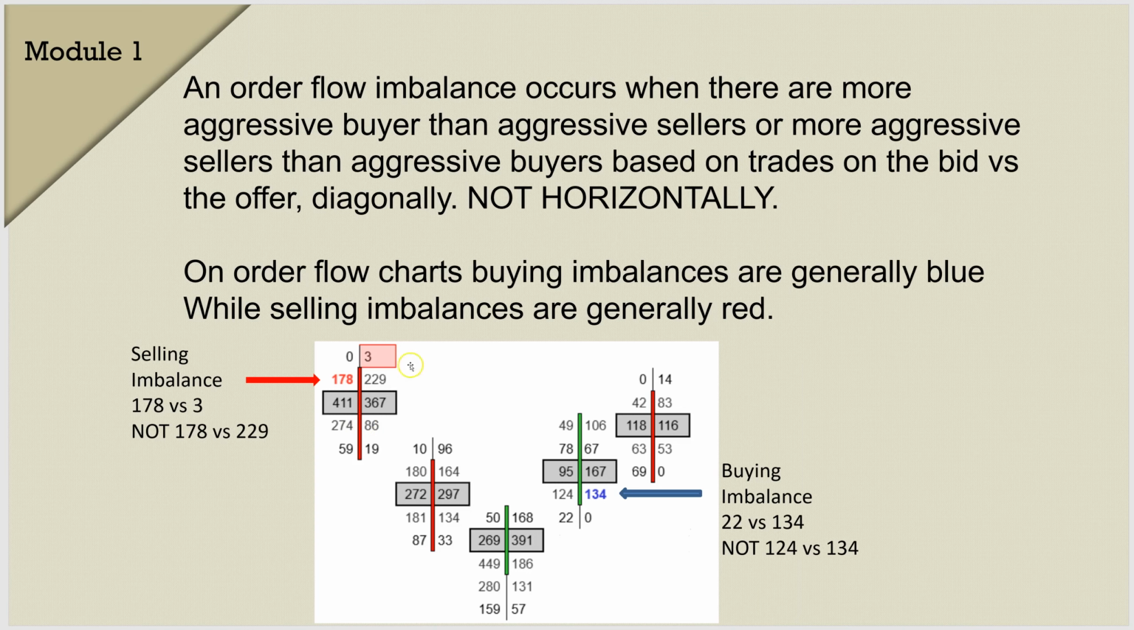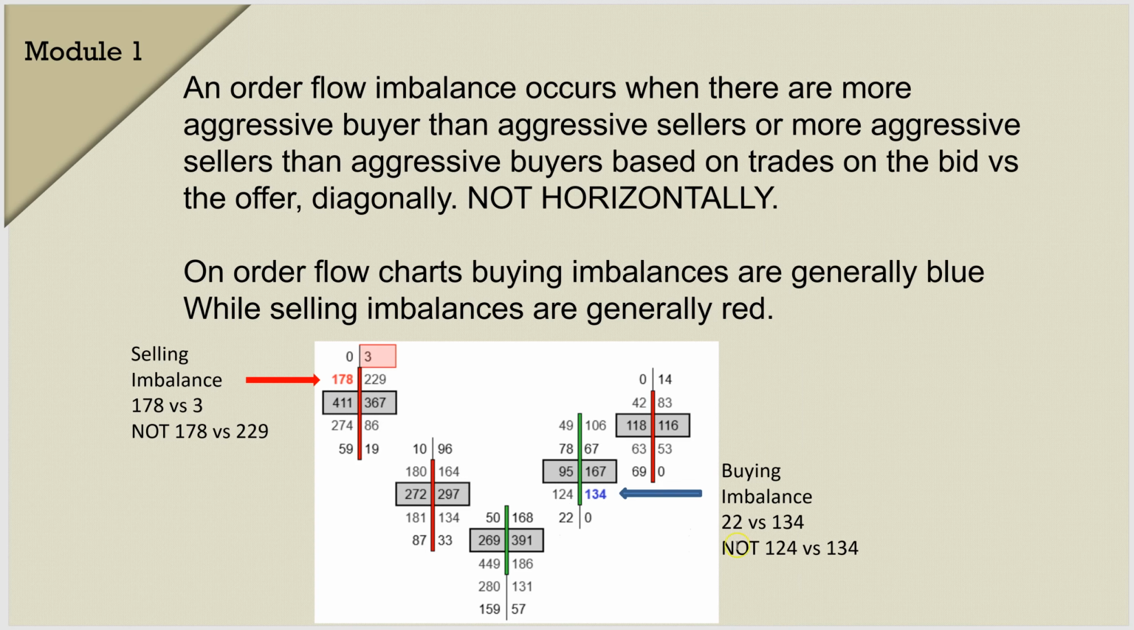And on an order flow chart, generally, the selling imbalance is going to be a red number in the volume footprint, and a buying imbalance is going to be a blue number in the volume footprint, as opposed to a black number. Again, most software will allow you to adjust that, but I think it's fine with red and blue. And just keep all of the volumes black.